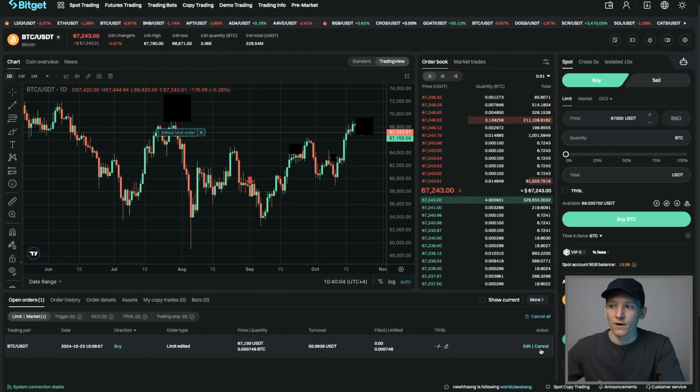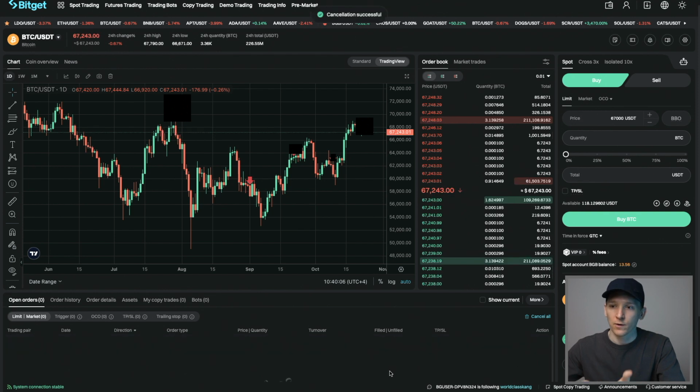I can cancel this order out if I want, so I can press cancel, and then the order is now not there. So even if the price comes down to my price, it's not going to trade because my order isn't in the system anymore.